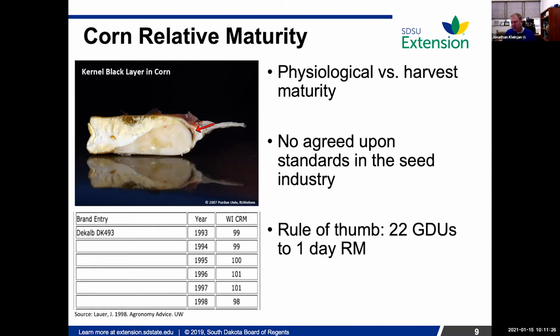The rule of thumb, I found this in a reference, is about 22 growing degree units. I'm sorry, I should have said GDDs to stay consistent. Growing degree unit, growing degree day, it's the same thing, to about 1 day of relative maturity.